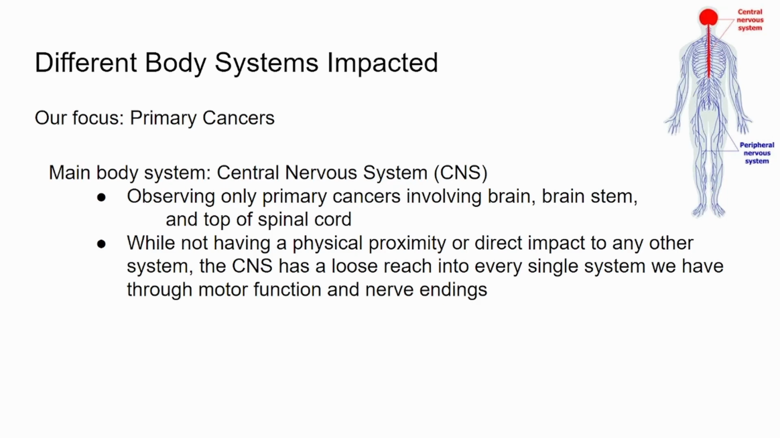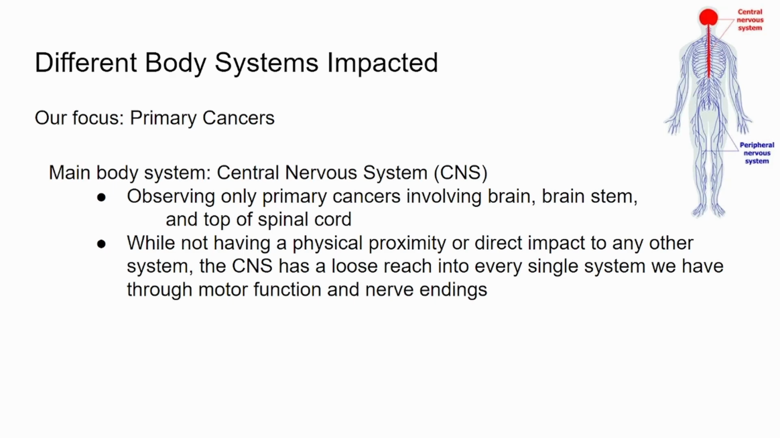While not having a physical proximity or direct impact on any other system, the CNS has a loose reach into every single system we have through motor function and nerve endings. So while brain cancers might not have direct contact with other systems, they have this overreach into everything in a slight way through all of our nerve endings.